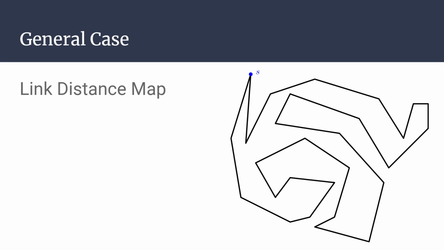Now we look at the general case, and what we're going to do is break the general case into the weakly visible case. We're going to do that using a link distance map. So if we start at some convex vertex specifically, we're going to illuminate all the things that it sees. So this blue region is all the things that convex vertex sees.